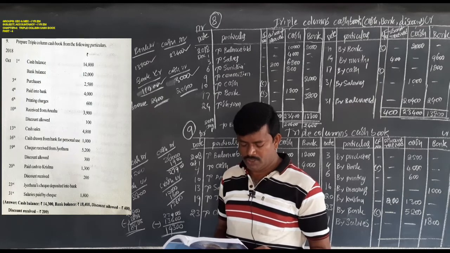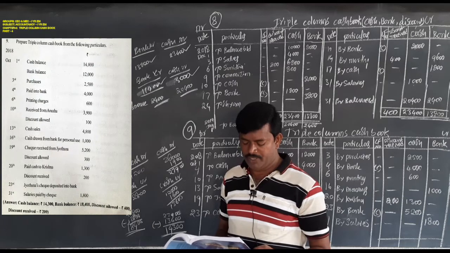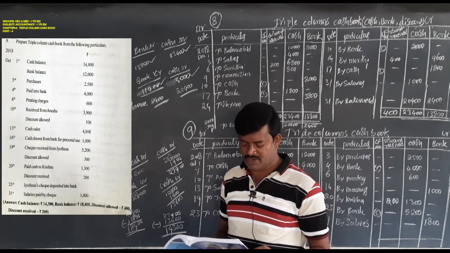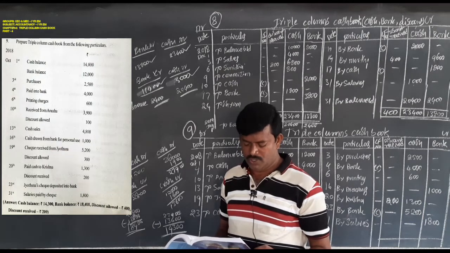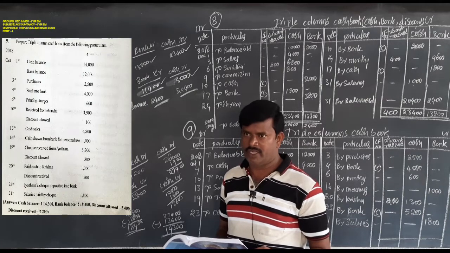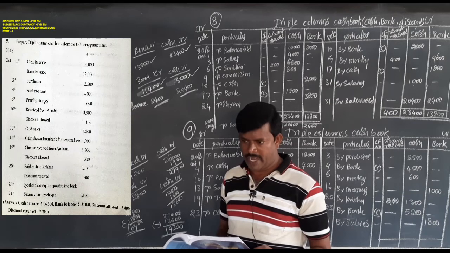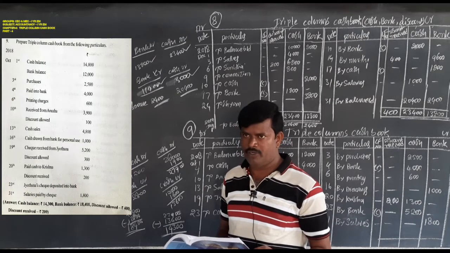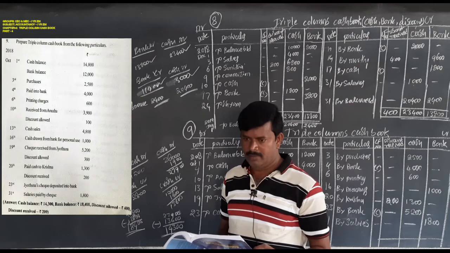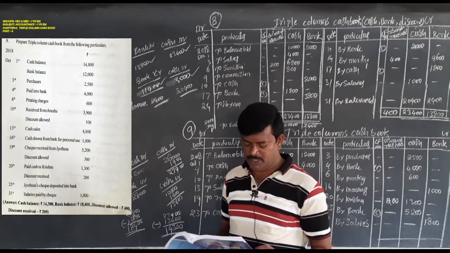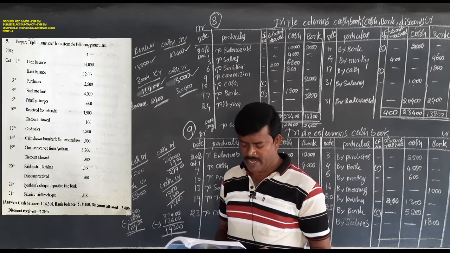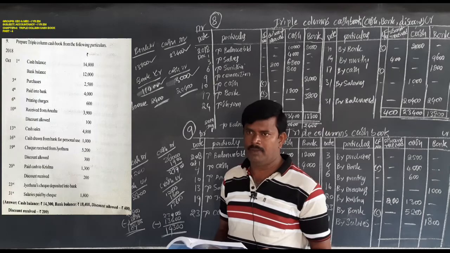Next, on the 20th, paid to Krishna, by Krishna, amount in cash column, discount in discount received column. So Josna's check is deposited into bank. So this is the contra entry. 23rd, write on debit side to cash, amount in bank column, credit side by bank, amount in cash column. Salaries paid through check, by salaries, amount in bank column, credit side. This is the problem.